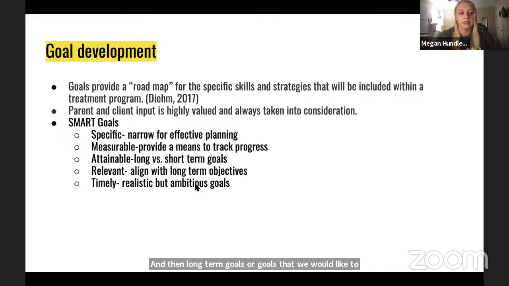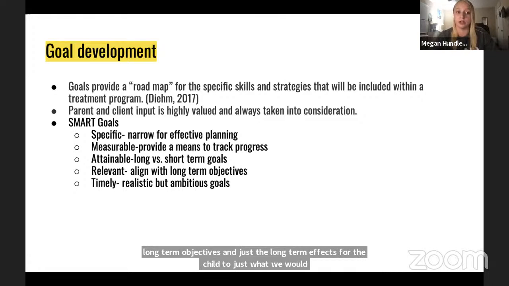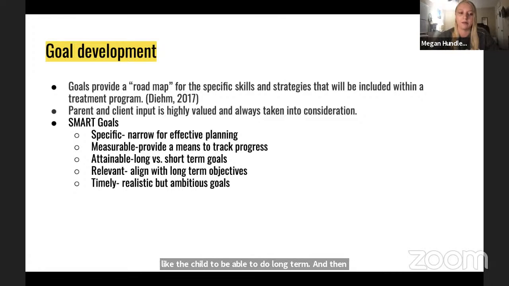And then we always like to write relevant goals, so goals that align with long-term objectives and the long-term effects for the child, just what we would like the child to be able to do long-term. And then timely. So we try to write realistic but ambitious goals. Especially for insurance purposes, we like to write goals that we feel kids can meet within that 3-month period. Insurance really likes to see that growth, and they like to see goals met. So we want to be sure that we show progress in that way as well.